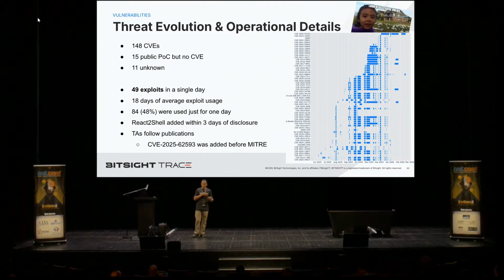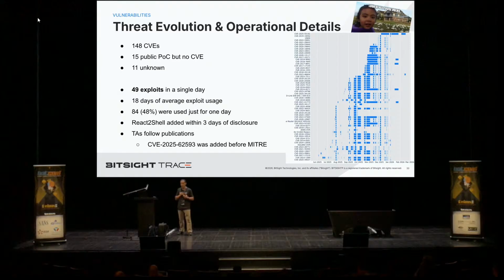You can see how at some moments they would just throw a lot of vulnerabilities. I'm guessing they were probably testing, and at some point we saw 49 exploits being used in a single day. The average number of days each exploit was used was 18, but the number of vulnerabilities that were used for just one day is almost half. So there's a large standard deviation here. Some of the vulnerabilities were used a lot, and some were not used at all. I guess they were likely just testing the vulnerabilities, and would remove them if they saw no results.